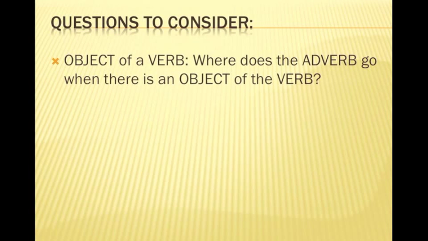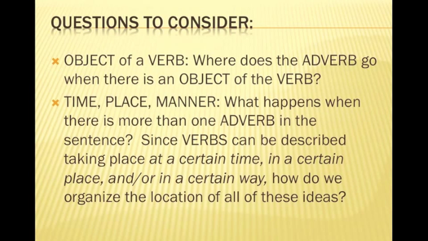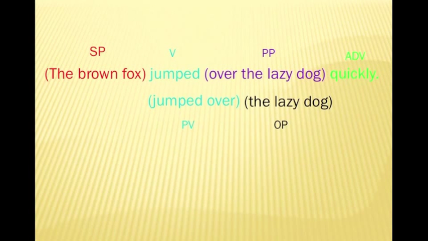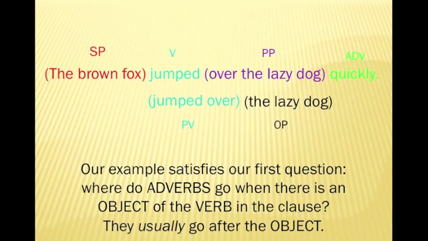So some questions to consider. Where does the adverb go when we have an object of the verb? And notice adverbs can be more than one thing. So, for example, what happens when there's more than one adverb? Verbs can be described as taking place at a certain time, in a certain place, or in a certain way. How do we organize the location of all these ideas? Well, let's go back to our example. Our example here satisfies our first question, which was, where do adverbs go? Well, they usually go after the object. So notice in this case, the word quickly occurred after the object phrase, the lazy dog.